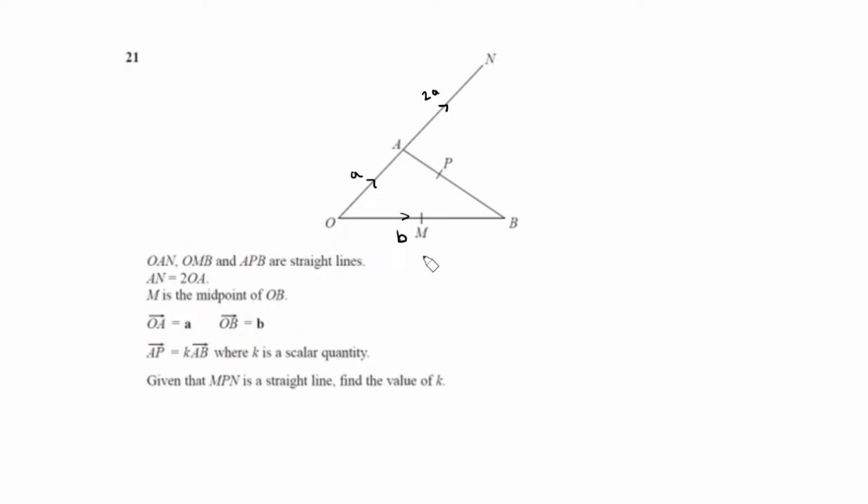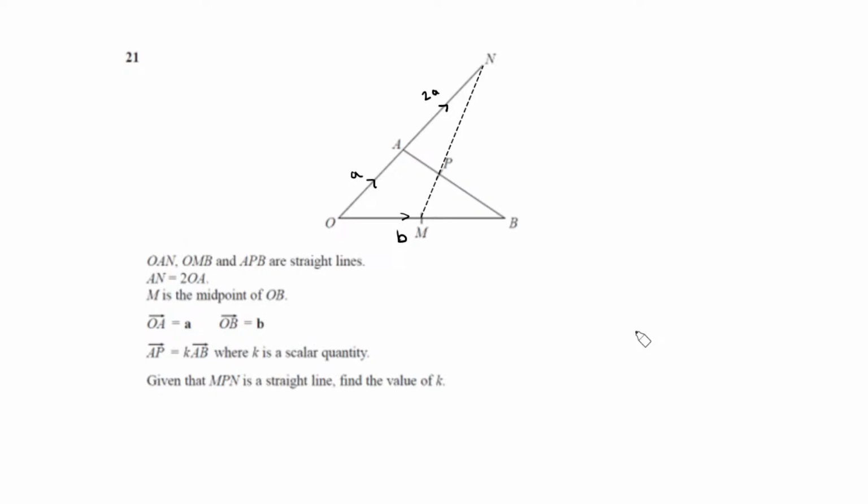Obviously, they mention MPN is a straight line for a reason. They're not going to give you any information that's not relevant, so I'm going to draw that line in there. This was a K value question; sometimes it's a ratio, but it's the same method. You have to find 2 vectors from the line that crosses through the one you want. This one is more obvious because they've said MPN is a straight line, so they've hinted at it. Sometimes they don't, and you just have to look and see which line crosses through.